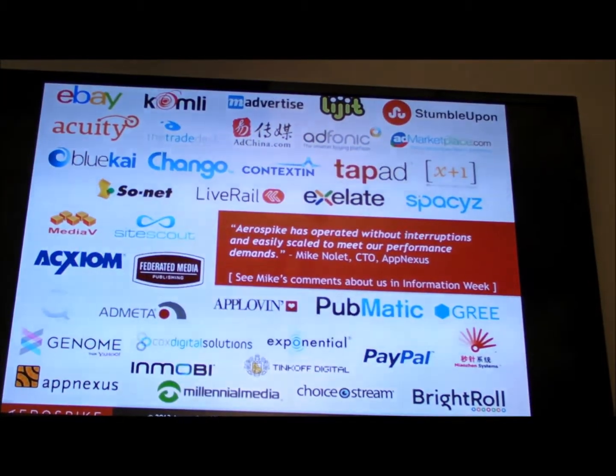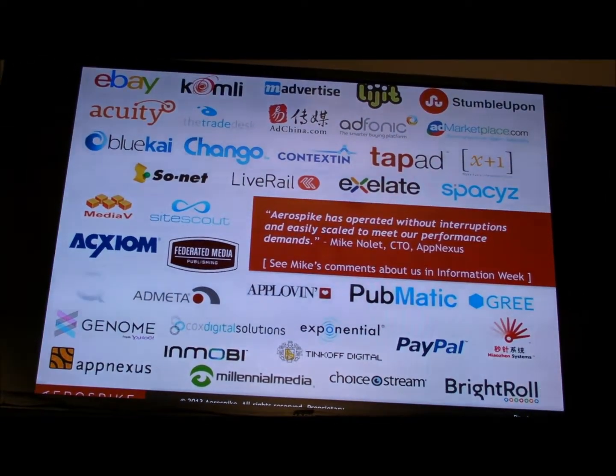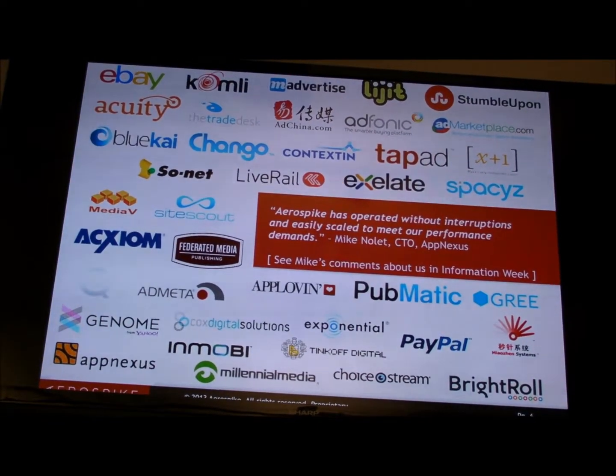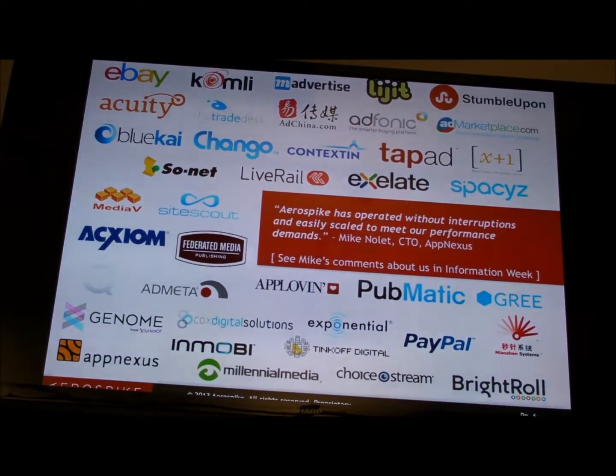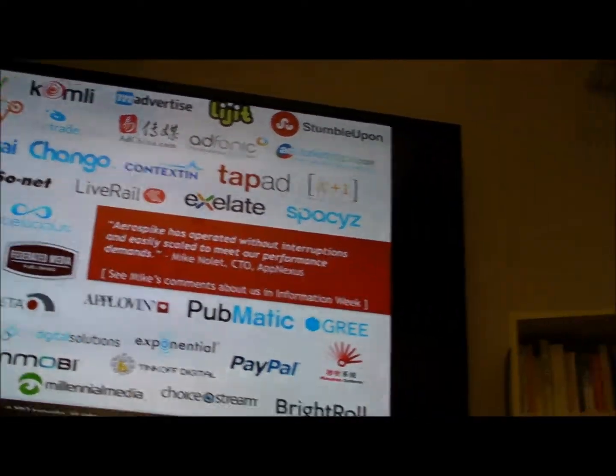So in order to convince you that I actually know something about this topic, this is a small portion of our customer list. It's about half of our deployed customers. So if there's names you recognize up there, some of them like AdChina, largest advertising company in China, Exelate right around the corner, great company selling data, buying and selling data. AppLovin, I think the strangest name on the list, but it's for mobile apps. So a lot of folks out there using our database, and also Mike had a great quote that came out in Information Week regarding our database. So I suggest you check that out.